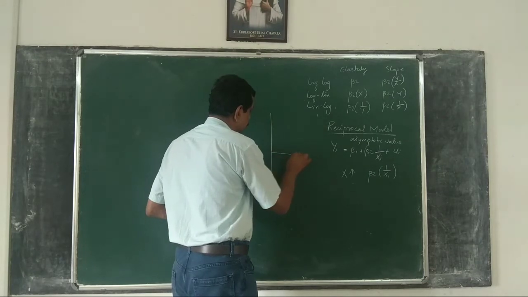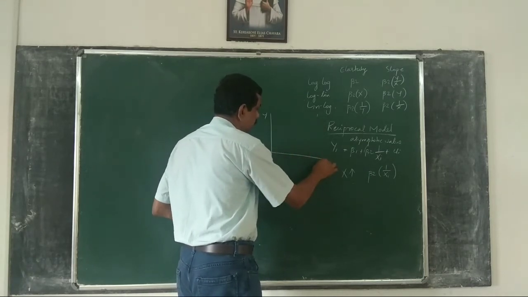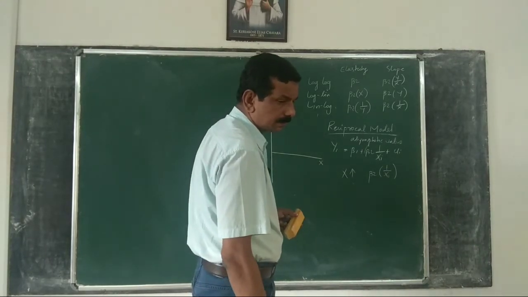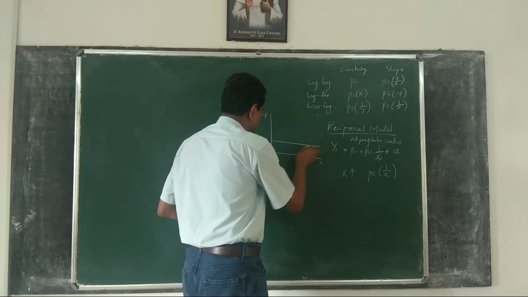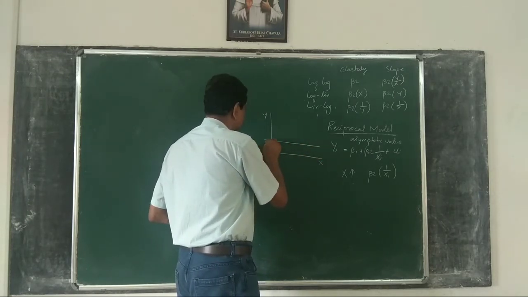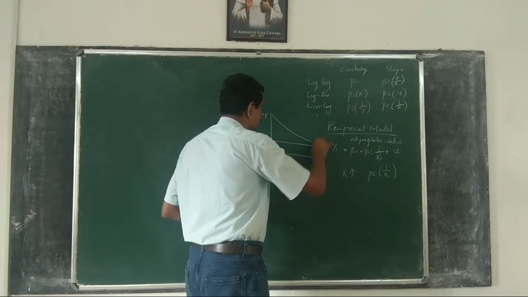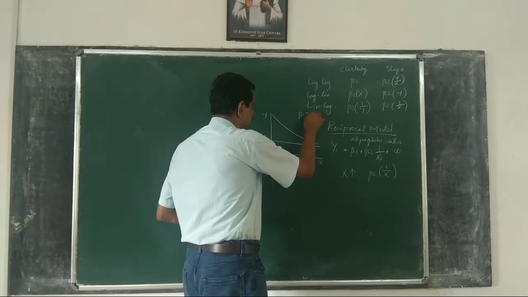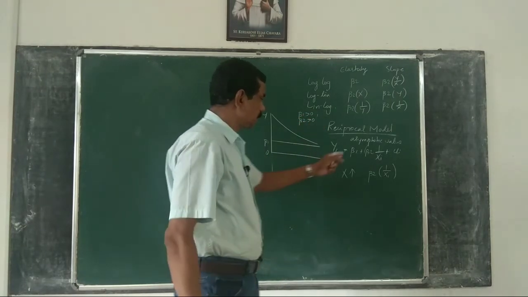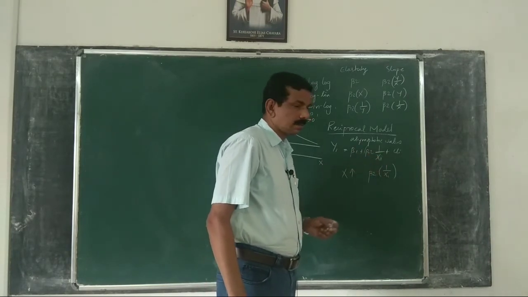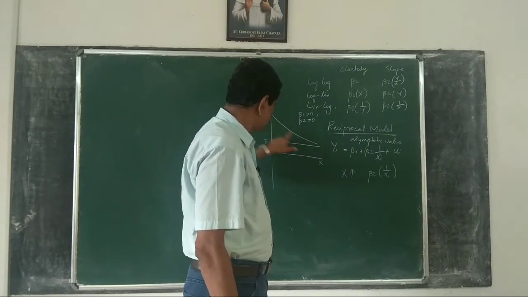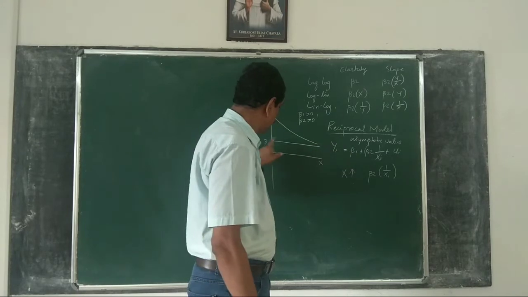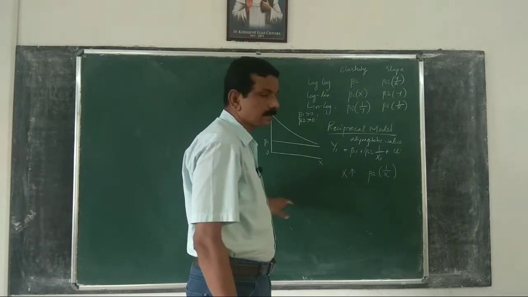Now, y, x and 0. This is beta 1. Suppose that beta 1 is greater than 0, beta 2 is also greater than 0. If beta 1 is greater than 0, beta 2 is also greater than 0, as x increases indefinitely, y approaches the asymptotic value beta 1 and beta 1 is positive in this case.